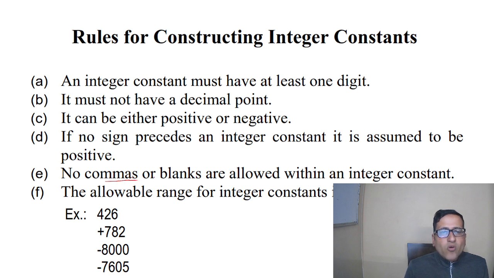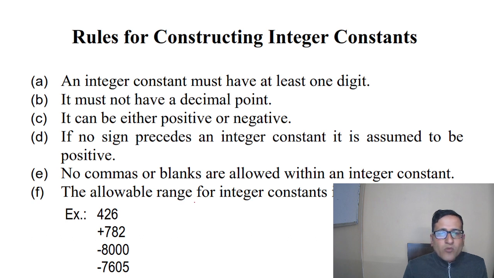Fifth point is, no commas or blanks are allowed. Meaning we can't write 3, 2, or 3 space 2. If we want to write 32, we have to write it like this, without spacing or comma or any symbol. So 32 can be written this way, not like 3, 2 or 3 space 2.